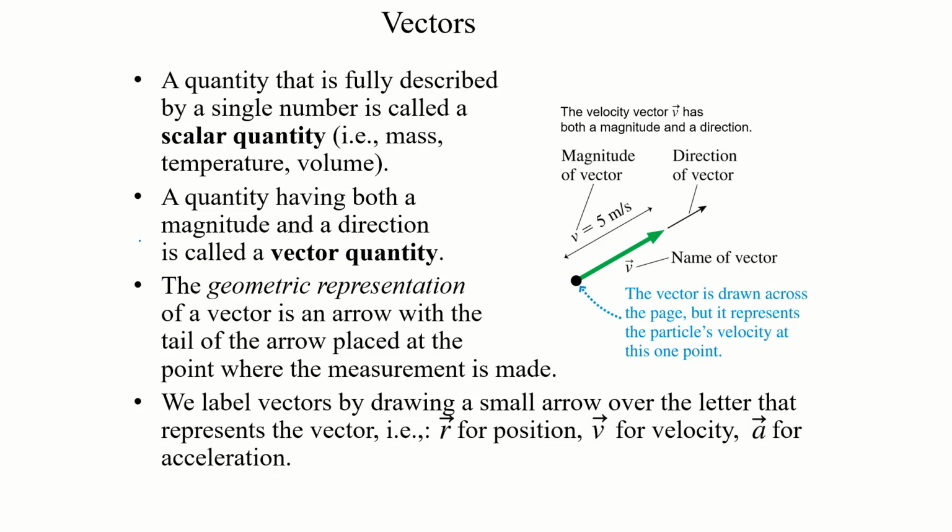So far in this course, we've been using this geometric representation where in our motion diagrams, we would just draw arrows representing the velocity and the acceleration vectors, and the length of those arrows represented the magnitude of the vector, and the direction they were pointing represented the direction that vector was going in.